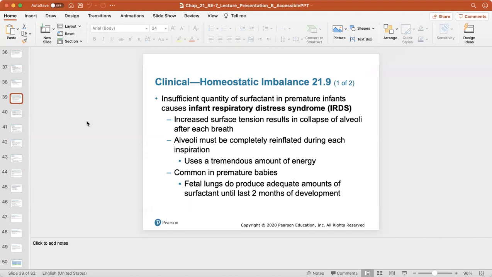So in premature babies, if they're born before their lungs have fully developed, this can be incredibly scary because their lungs aren't able to produce surfactant. An increased surface tension results in the collapse of these alveoli after each breath. So the alveoli must be completely reinflated. This uses a tremendous amount of energy, and it's very common in premature babies because the fetal lungs do not produce adequate amounts of surfactant until the last 2 months of development.